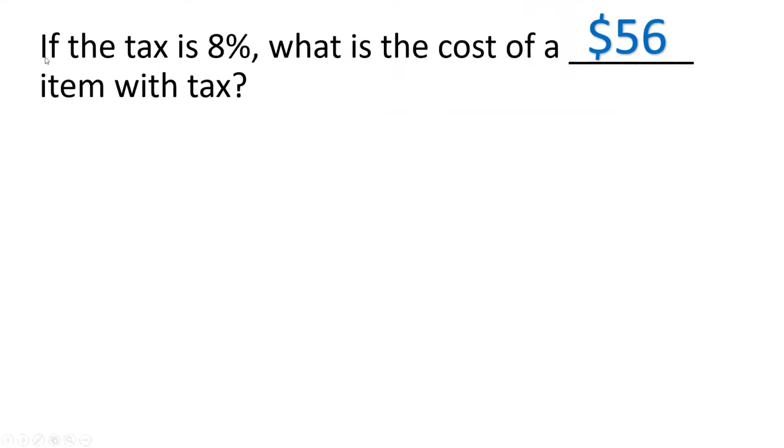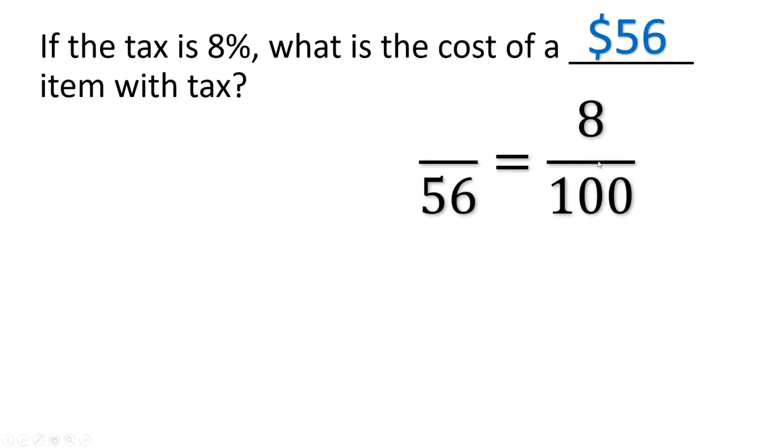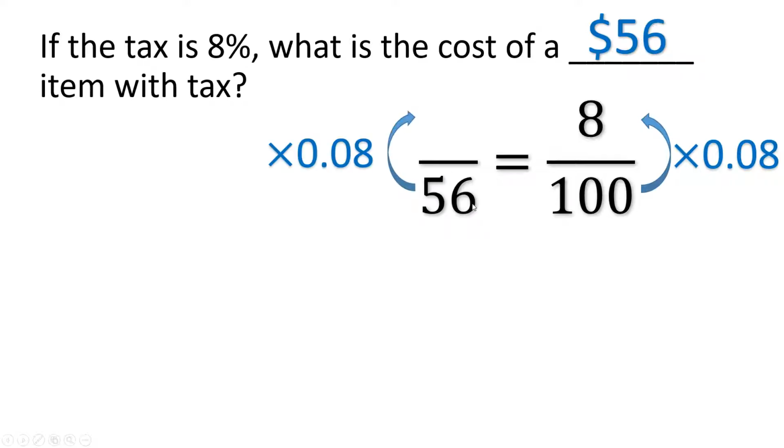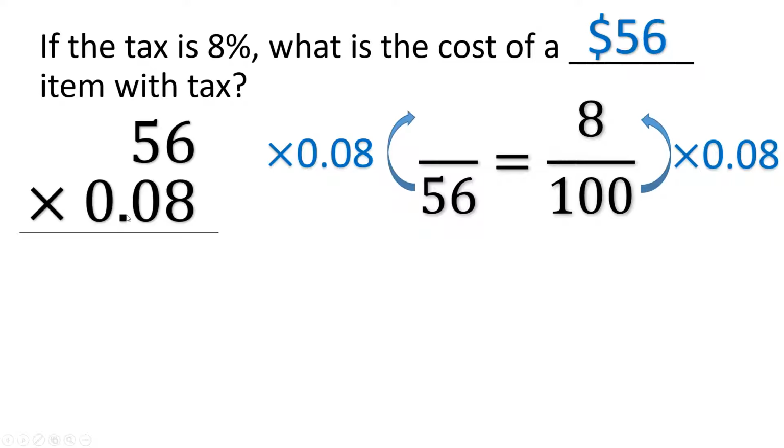Okay, the next one. If the tax is 8%, what is the cost of a $56 item with tax? So here's the setup, 8% of 56. So 8% as a decimal would be 8 hundredths, which would be written like this. And so we're going to be doing 56 times 0.08. Once again, I'd recommend pausing this video and trying it.